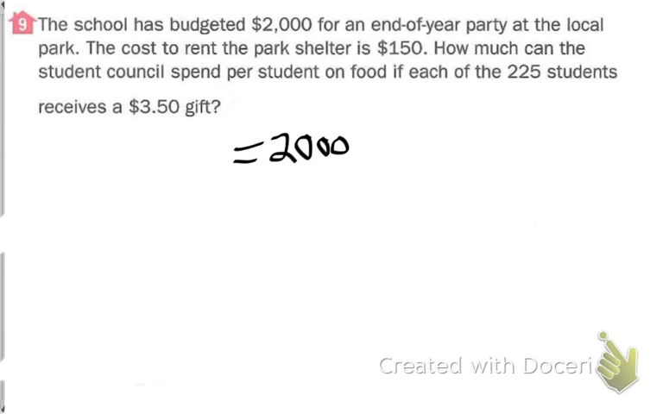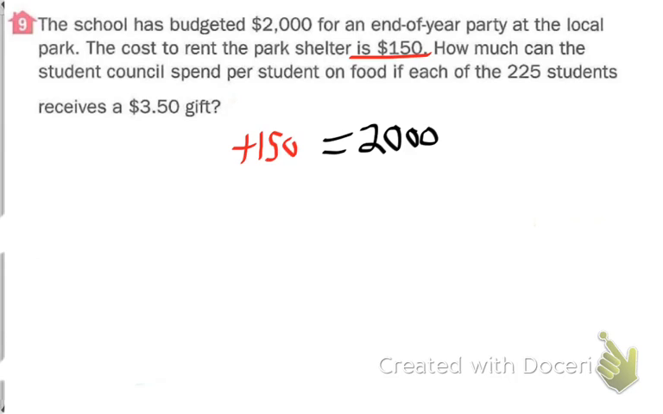Anyways, equals $2,000. Now, the cost to rent the park shelter, meaning they're only going to pay that cost once. So that park shelter is only going to happen once, so we're not going to multiply by anything, but it is going to increase our cost. That's $150. So it only happens once, so it's not being multiplied by anything.